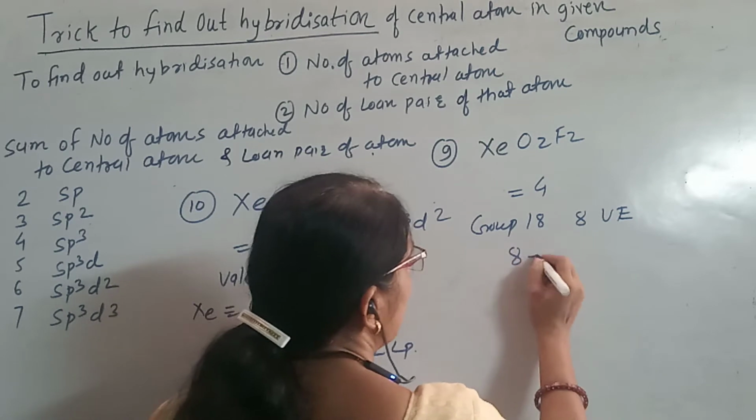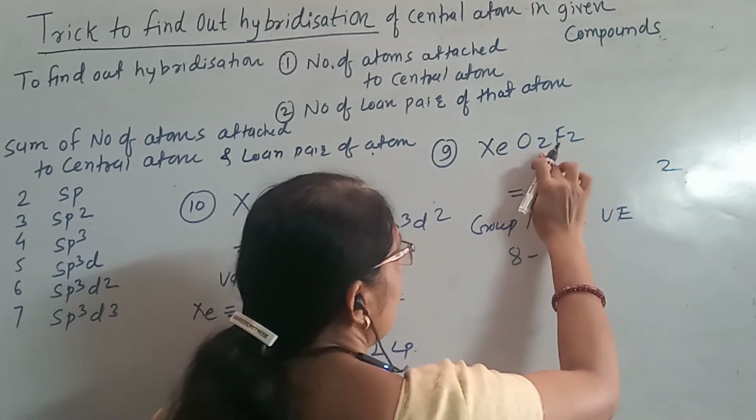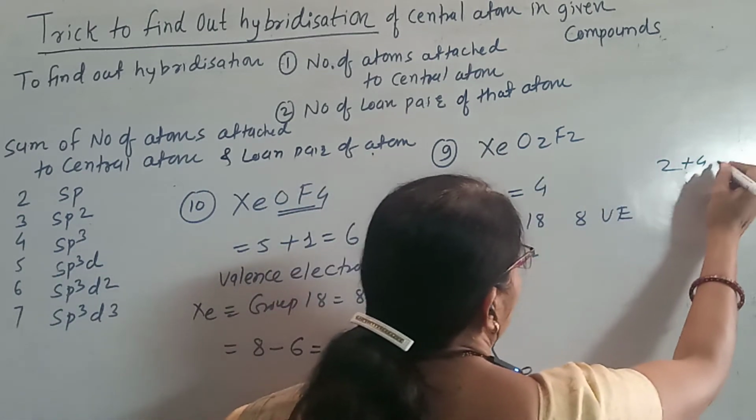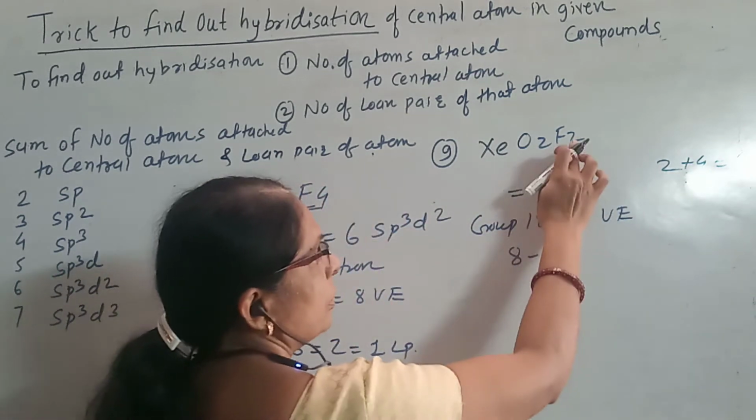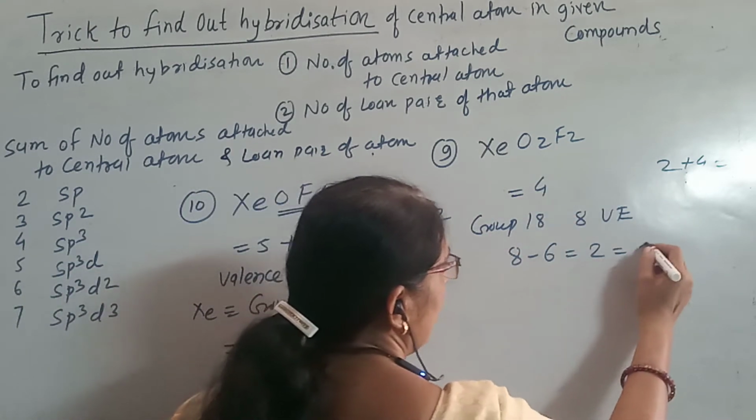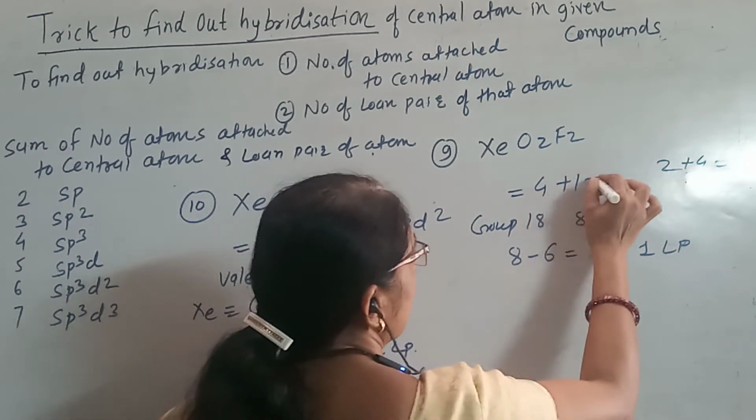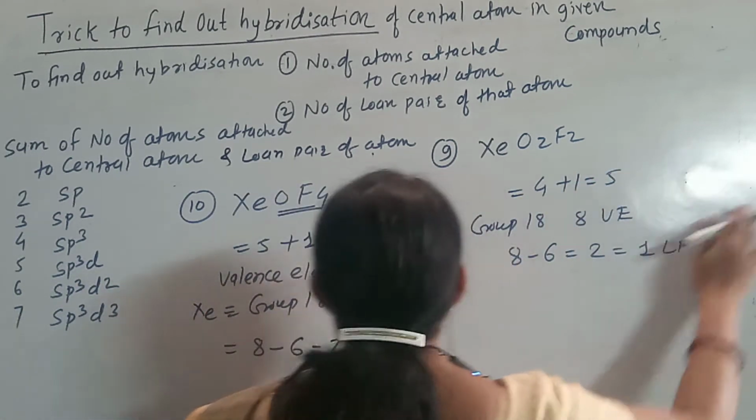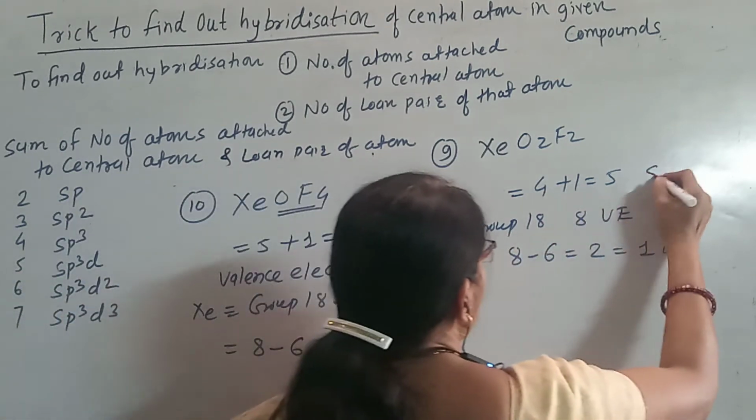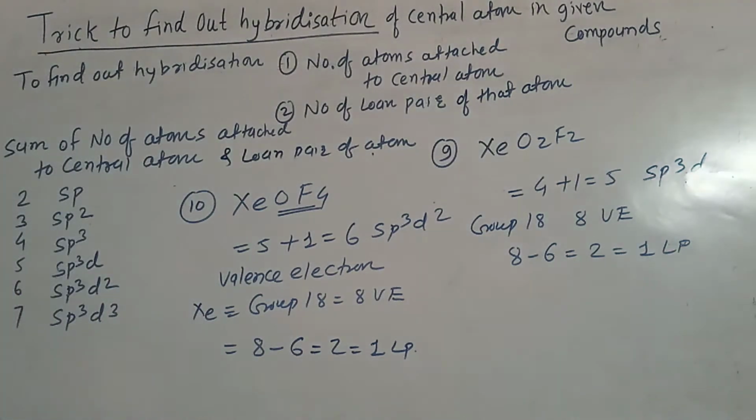So out of the 8 valence electrons, fluorine is a 2. One oxygen has 2 electrons. 2 oxygen has a 4. So number of electrons used are 6. 2 plus 4, 6. So 8 minus 6 is 2. So again it has 1 lone pair. As it has 1 lone pair, 4 plus 1, that is a 5. So 5 means it is a sp3d type of hybridized molecule. So like this way you can remember or you can find out the correct hybridization of the molecule.